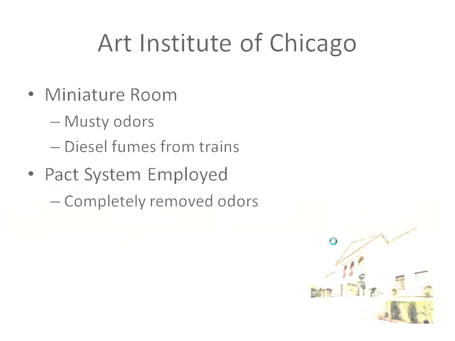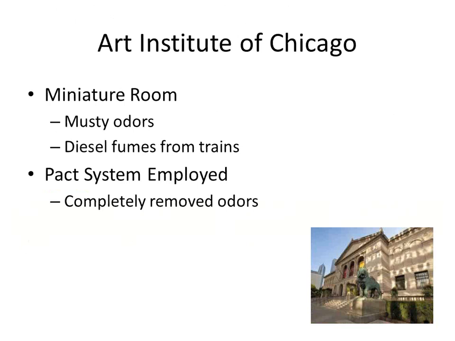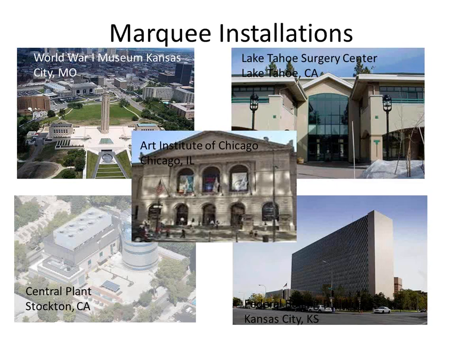The Art Institute of Chicago, they had something called their miniature room. It was musty. There were some diesel fumes from trains that were going right behind the Art Institute. They employed the PAC system, and they completely eliminated both the diesel fumes and the musty odors. There's a case study that we have that your TEC rep can give to you. Some other marquee installations of the PAC system: the Art Institute of Chicago, World War I Museum of Kansas City, we talked about the Lake Tahoe Surgery Center, Kansas City, Kansas, Central Plant of Stockton, California.